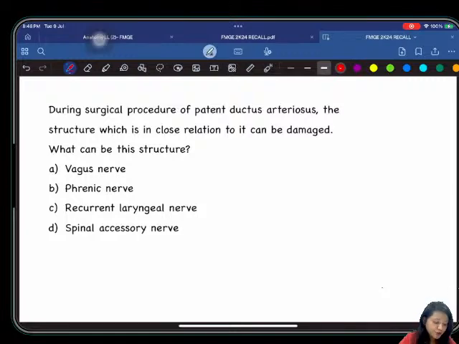The next question is, during the surgical procedure of patent ductus arteriosus, the structure which is in close relation to it can be damaged. What can be the structure? They have mentioned the vagus nerve, the phrenic nerve, the recurrent laryngeal, and the spinal accessory. Two of these are completely wrong: the phrenic and the spinal accessory are out of the question. Now you have confusion between the vagus and the recurrent laryngeal. Let us see which will be the correct answer.